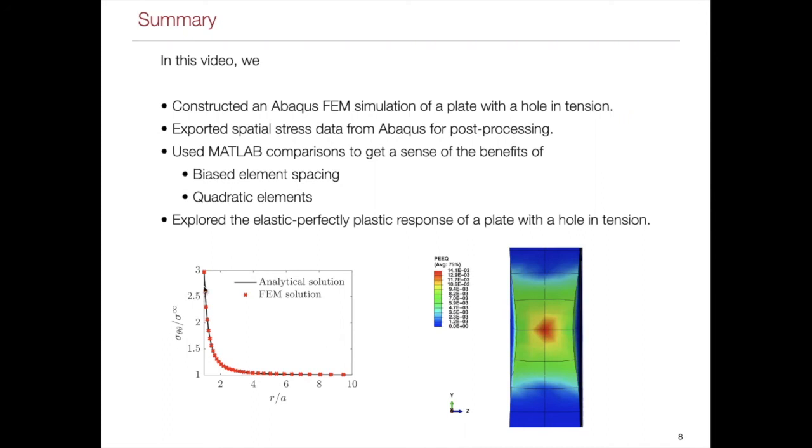and then used that comparison capacity to get a sense of the benefits that we derive from using a clever biased approach to our element spacing as we approach the hole, and then just the simple fact of changing the order of the element formulation. And then satisfied that we've done a good job approximating our analytical elastic solution, we then explored a little bit of the plastic response of the plate with a hole in tension and used that to get a good sense of how plasticity would come into play in such a study in the real world.